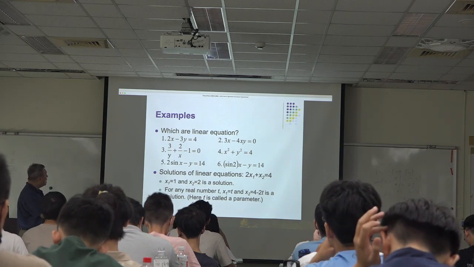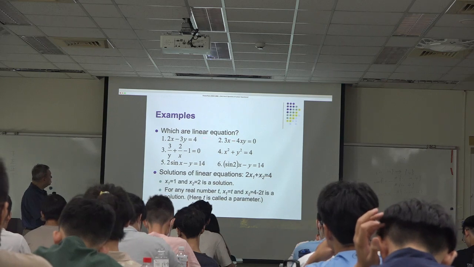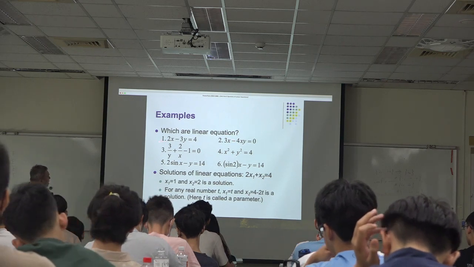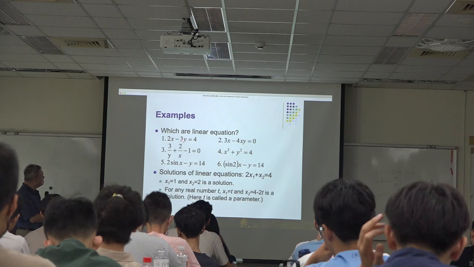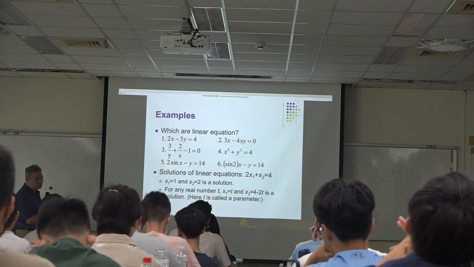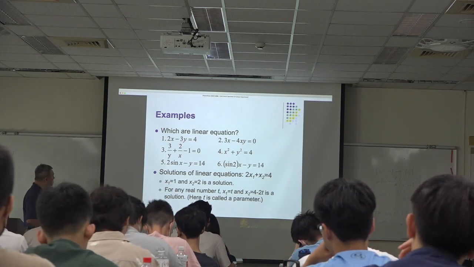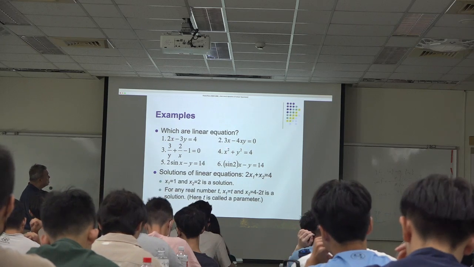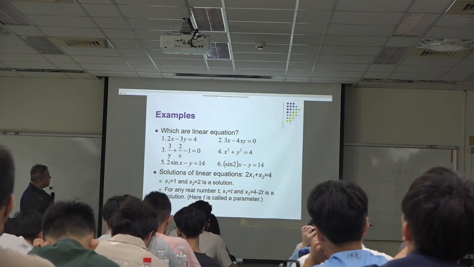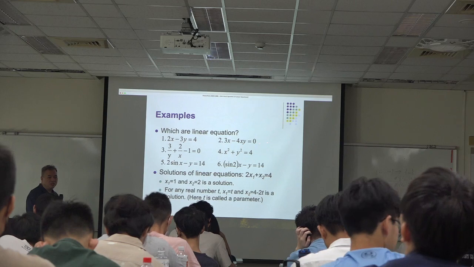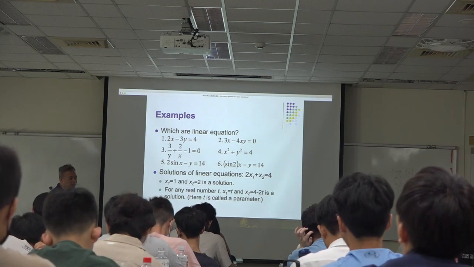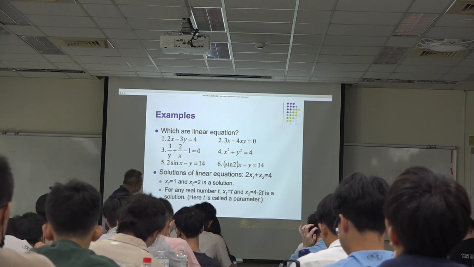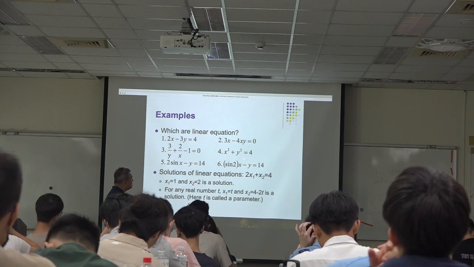So which are linear equations? The first one, obviously, 2x minus 3y equal to 4, is a linear equation. It's a very simple linear equation. How about the second one, 3x minus 4xy equal to 0? It's not. x times y is no longer a linear term.